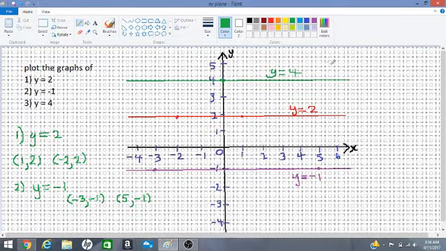So just know that whenever we have to plot a graph of y equal to a constant, we will get a horizontal graph. And if you ask what is the gradient of this graph, the answer is this graph has zero gradient. It has a gradient of 0.